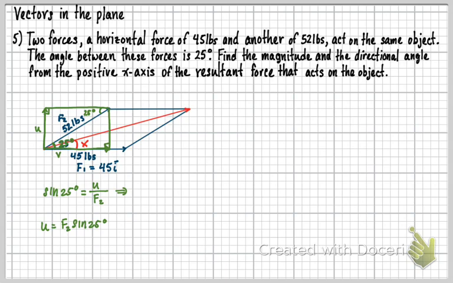I can do the same thing using this triangle down here. Instead of sine, I would actually use cosine because I want the adjacent over hypotenuse. Again, keep in mind I'm using this triangle down here instead now. That's why I drew a box when I set this up. In a similar way, my V would equal F2 cosine of 25 degrees. And we know F2 is 52 pounds. So this is going to be 52 sine of 25 degrees.